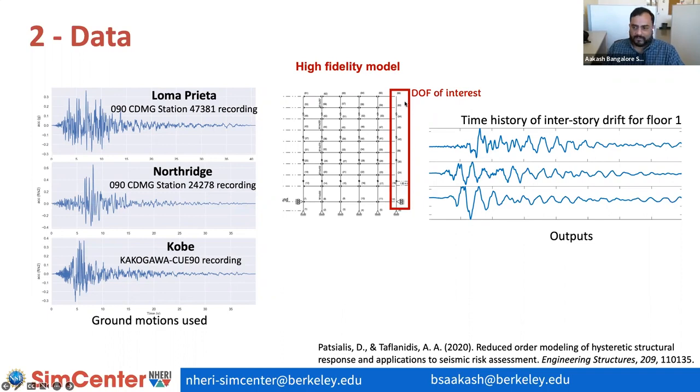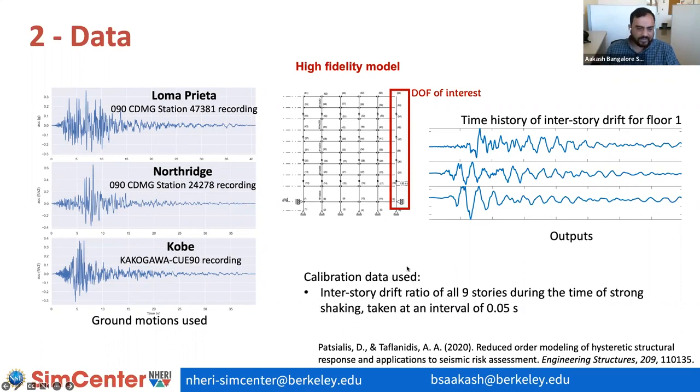So to do that, we obtain the time that corresponds to periods of strong shaking in these ground motions. And that is done by choosing 10 to 95% of the cumulative area in intensity. And within that time period, a discretization interval of 0.05 seconds is chosen to obtain the data for calibration. And the data corresponds to the interstory drift of all the 9 stories.